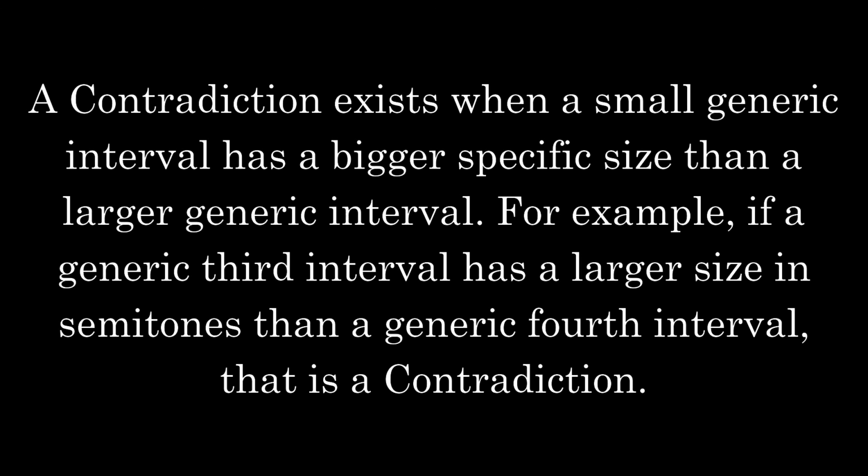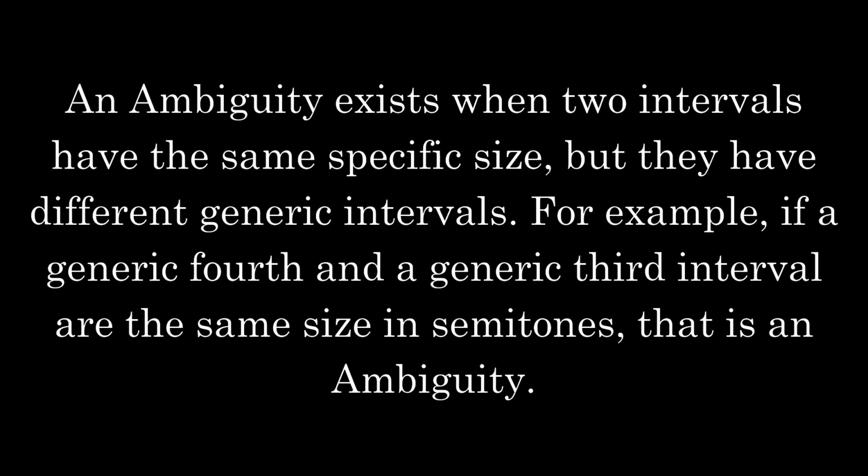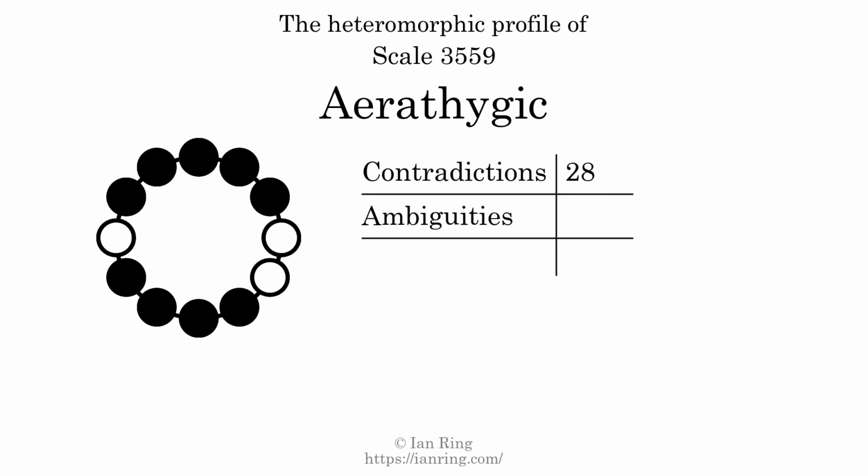A contradiction exists when a small generic interval has a bigger specific size than a larger generic interval. For example, if a generic third interval has a larger size in semitones than a generic fourth interval, that is a contradiction. The number of contradictions in this scale is 28. An ambiguity exists when 2 intervals have the same specific size, but they have different generic intervals. For example, if a generic fourth and a generic third interval are the same size in semitones, that is an ambiguity. The number of ambiguities in this scale is 94.